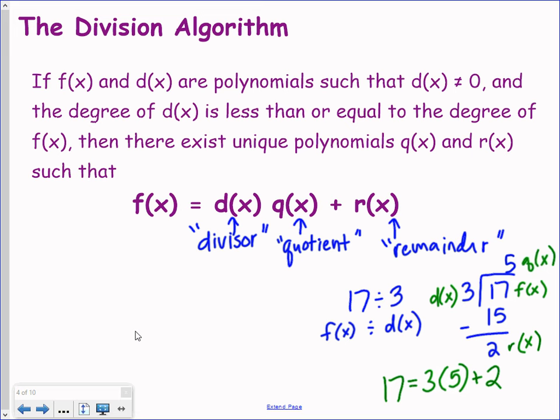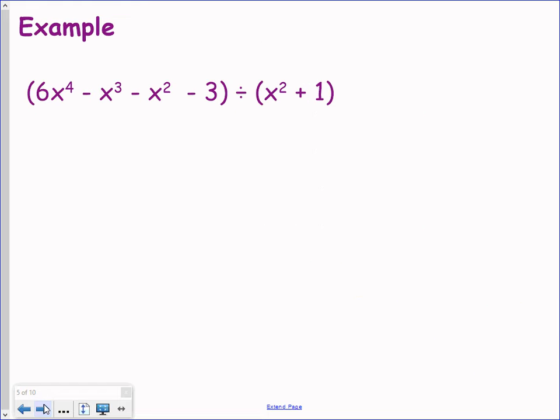Okay. And what we're saying is we can use a lot more complicated f of x, q of x, d of x, and r of x. And this still holds true. So let's look at an example with polynomial long division. Okay. Let's see. We have 6x to the 4th minus x cubed minus x squared minus 3 divided by x squared plus 1.